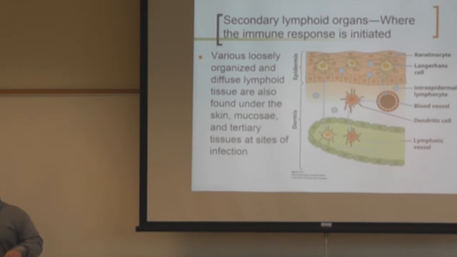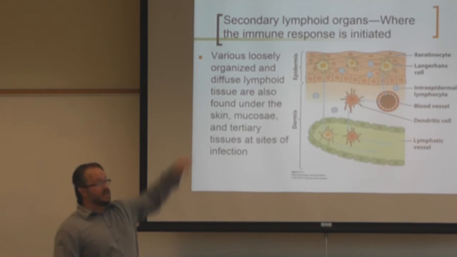When you say APC, you mean antigen-presenting cell? Yeah, I know. That can be a B cell, a dendritic cell. That can be these Langerhans cells.